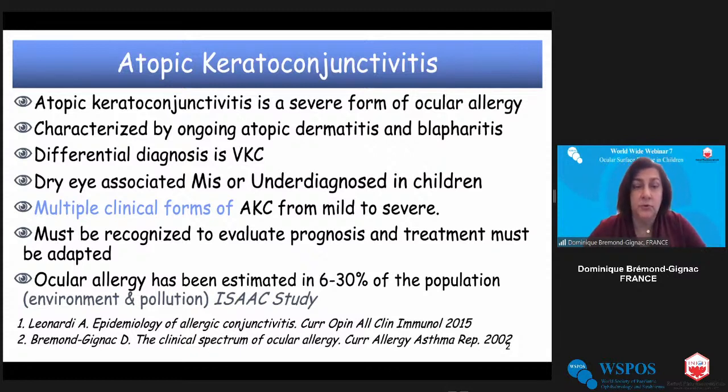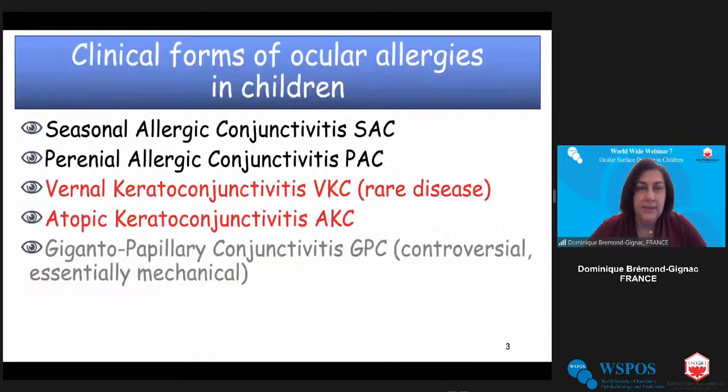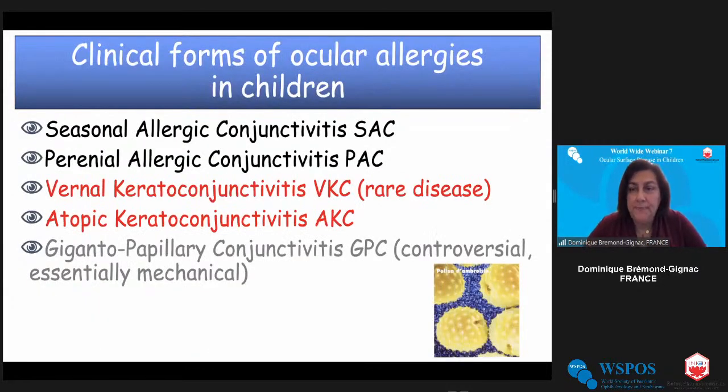There are multiple forms of AKC, from mild to severe, and they must be recognized for the evaluation of the prognosis, and the treatment must be adapted also. We know that ocular allergy is estimated at 6 to 30% of the population. So it's really many, many children. We also have the different clinical forms, and as you see, for the severe forms, it's mainly vernal and atopic keratoconjunctivitis, and sometimes difficult to differentiate.